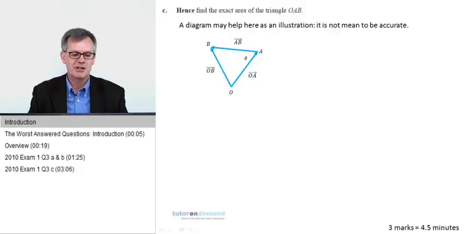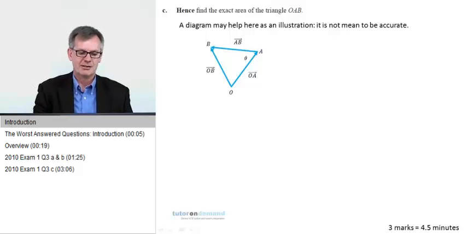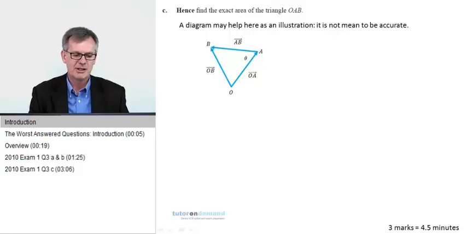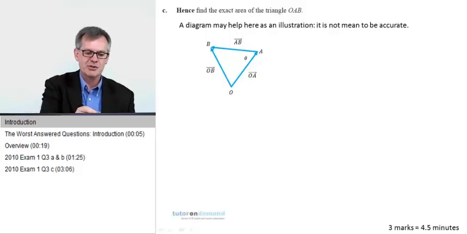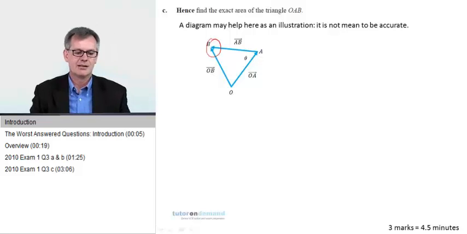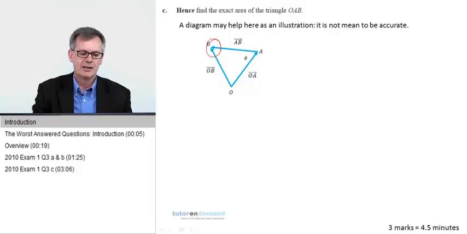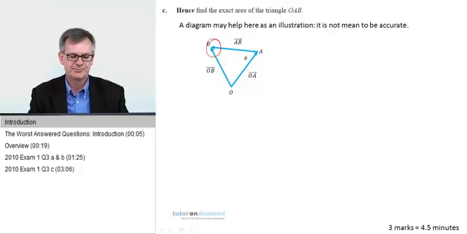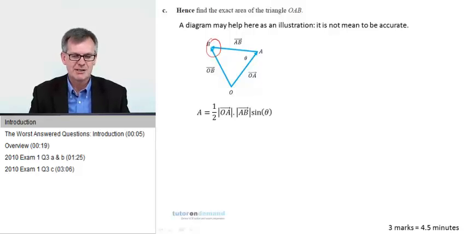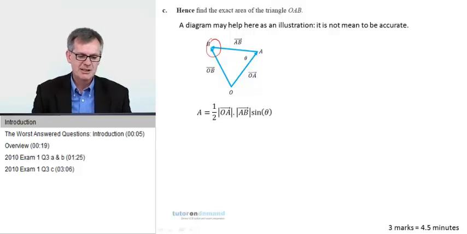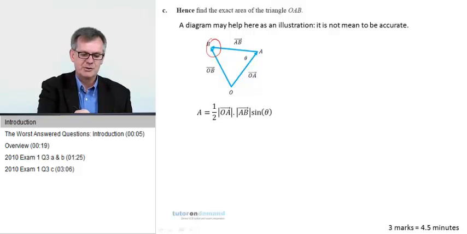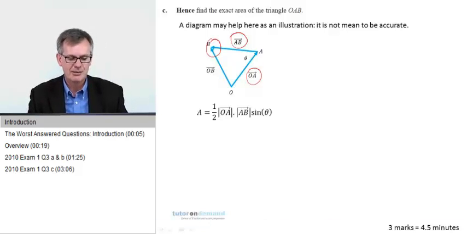It's not meant to be accurate, but you can see that if I'm drawing a vector from O to A, I get OA, O to B, OB, and then I've got a vector A to B, making sure, and we can see here, that you've got head to head. And I've got the angle between OA and AB as theta. The area of a triangle, obviously, is half ab sine theta. You're probably aware of that. And in this case, the angle is between OA and AB. That's why we've got half OA, AB sine theta.